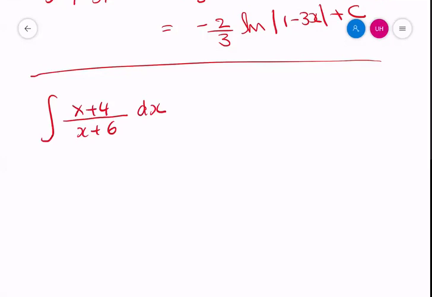What you do here in this case, just to make it similar to the bottom one, you will do it as, I want to make x plus 6. I have x plus 4. How much do I need to add to it to become 6?